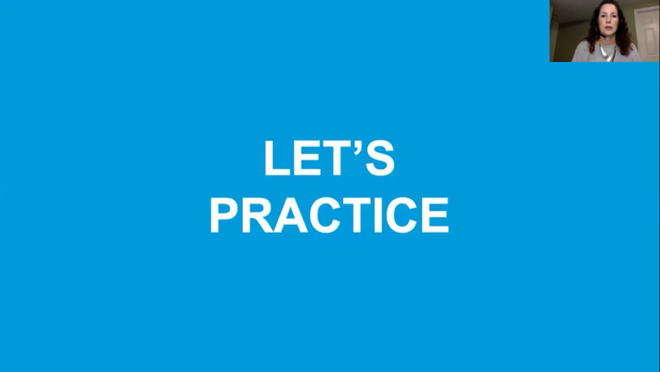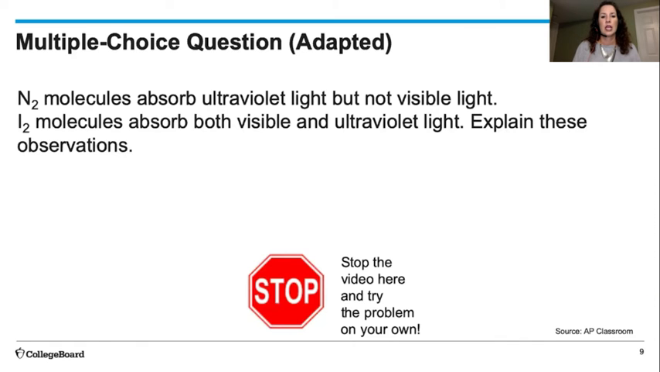Let's do a practice problem. N2 molecules absorb ultraviolet light, but not visible light. I2 molecules absorb both visible and ultraviolet light. Explain these observations. Go ahead and stop the video here and try this problem on your own.